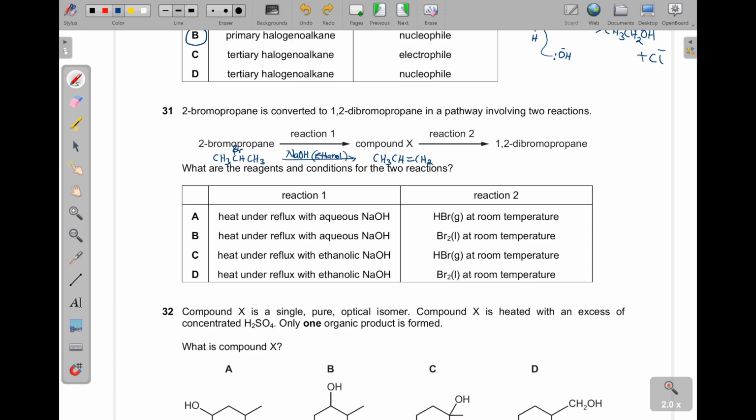Okay, propene. And then from there, for me to get 1,2-dibromo, I need to put bromine here. Okay, not hydrogen bromide, because when I put hydrogen bromide, then I'm going to go back to bromopropane, because hydrogen will go first to this one here to give us the major product, and then the bromine will come to this. You see that? So meaning here I will get CH3, CH, Br, and then CH2, Br, 1,2-dibromopropane. So we have to look for heat under reflux with ethanolic sodium hydroxide here, and then HBr, no, it has to be bromine here. So meaning our answer here is D.